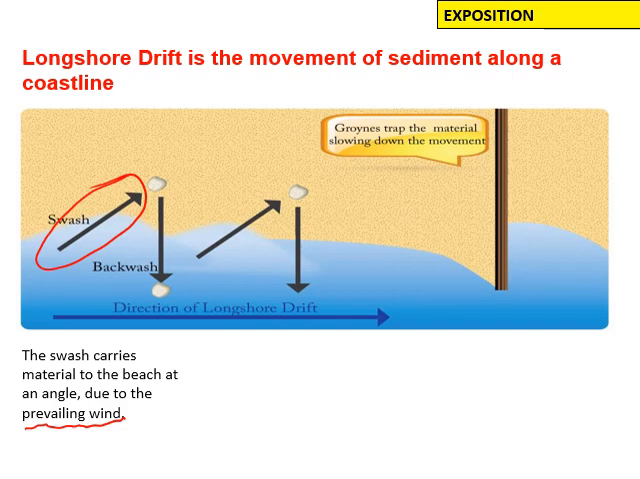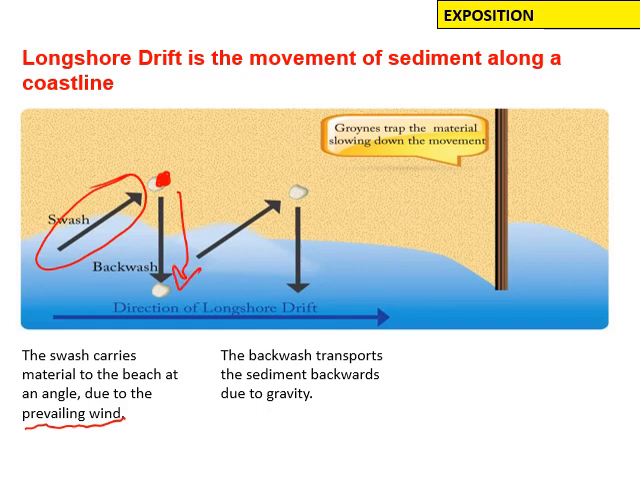Some days it changes, but most days the wind blows in one direction, and that is what we call the prevailing wind. So the swash carries sediment and sand along to the beach at an angle due to the prevailing wind. Then, if we look at this, there's the sand here, it's been carried up there. It goes back into the sea, but this time in a straight line.